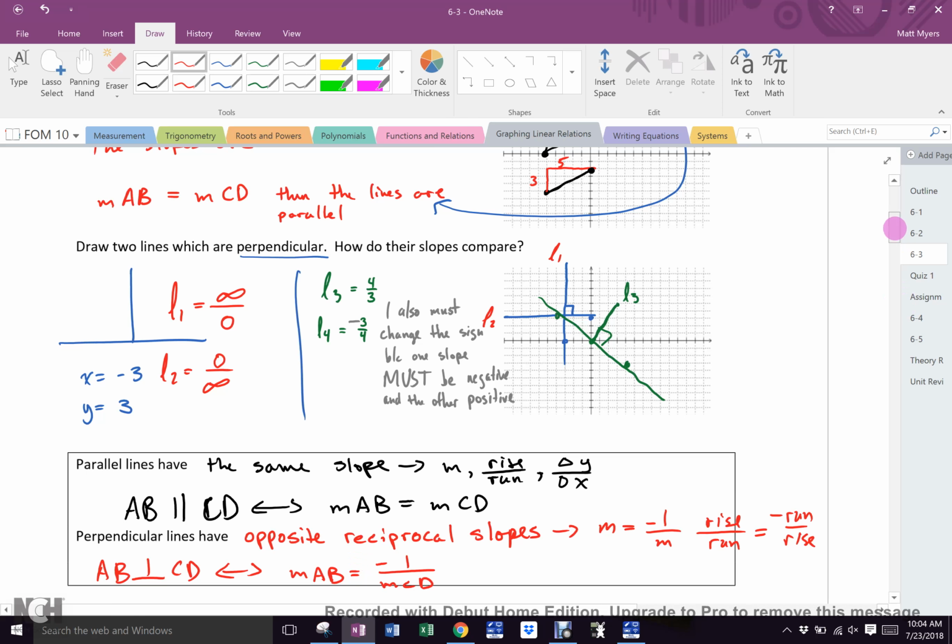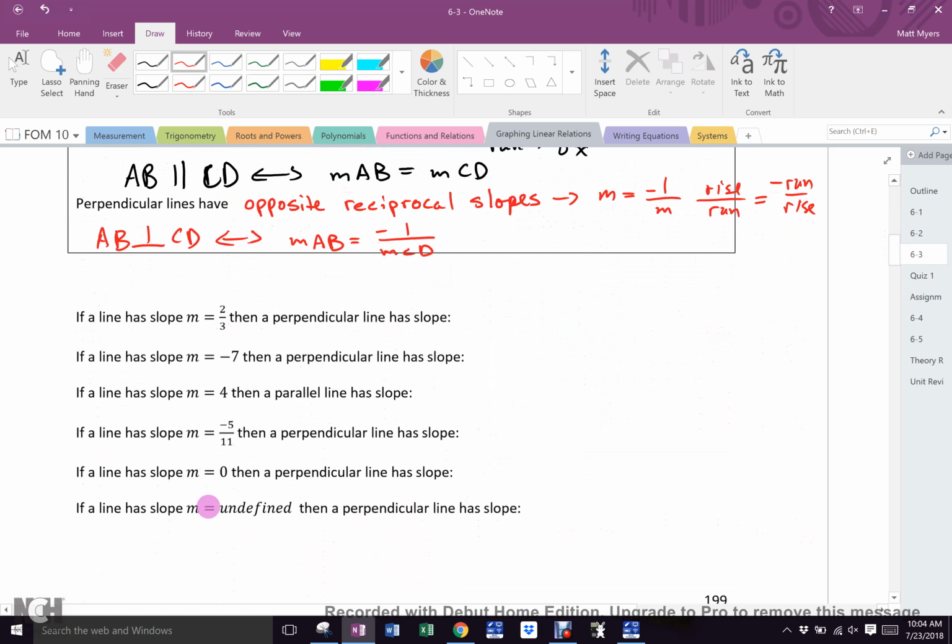Okay. You should be able to do all of this in your head in about 5 seconds, right? That's my first slope. What would perpendicular be? -3 over 2. That's my first slope. What would perpendicular be? +1 over 7. 4. -5 over 11, perpendicular. 11 over 5, but positive.